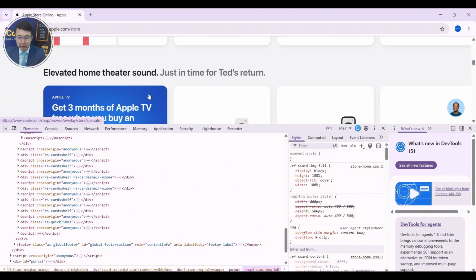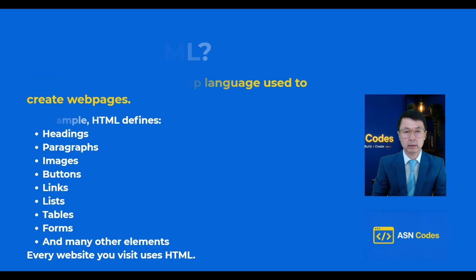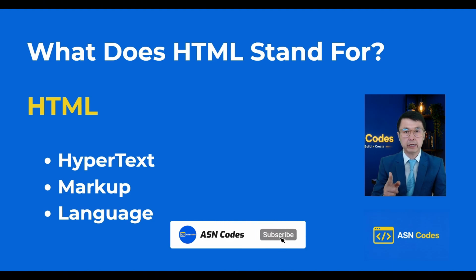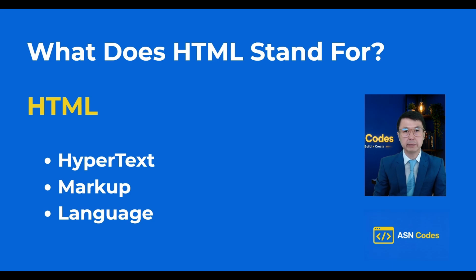Now that you know what HTML does, let's understand what HTML actually stands for. So let's start with the meaning of the word HTML. HTML stands for Hypertext Markup Language. It might sound complicated at first, but don't worry. Let's break it down into 3 simple parts. Hypertext Markup Language. Hypertext means that the web page can connect to another web page using links. For example, if you click on a link and it takes you to another page, that's hypertext.